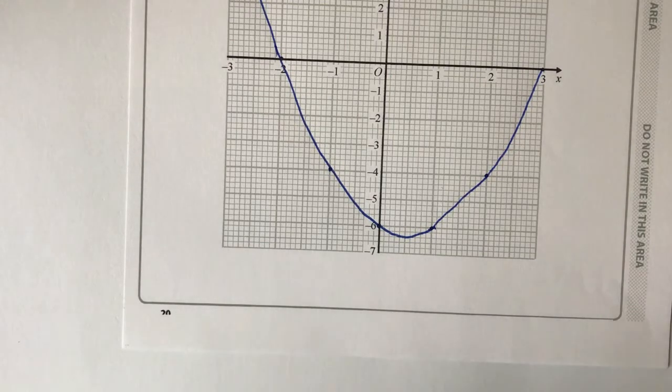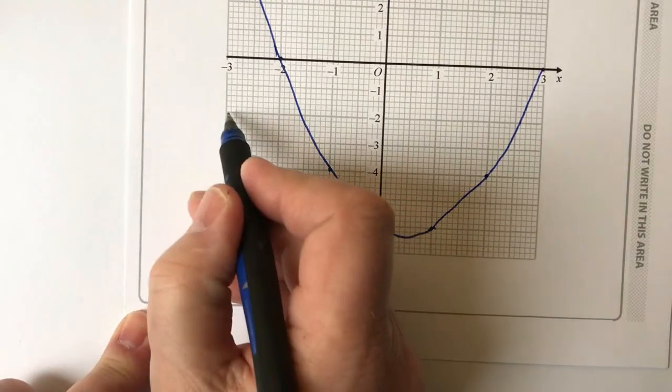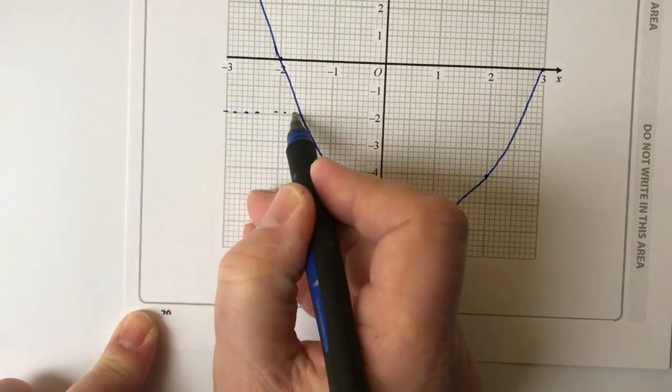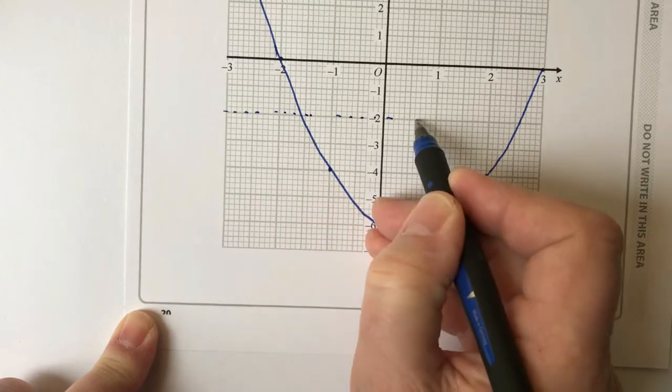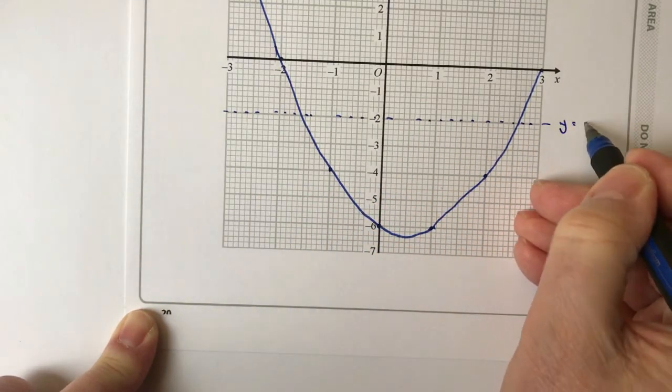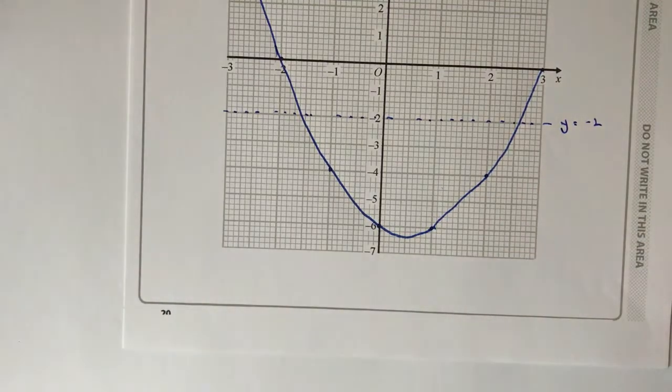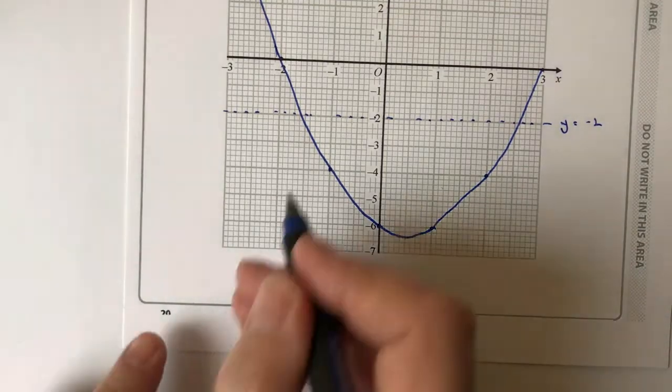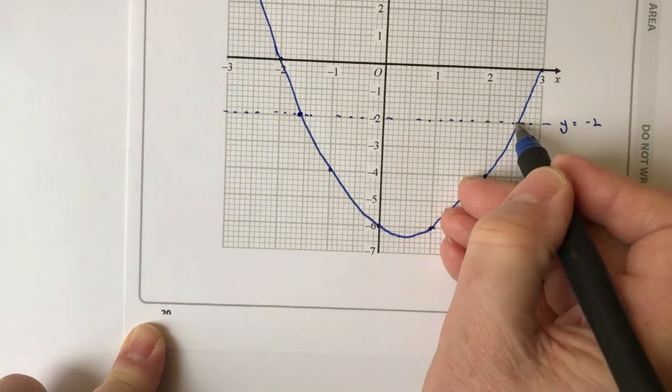All right, so part C of this question says, use your graph to find estimates of the solutions of the equation x squared minus x minus 6 equals minus 2. All they mean by that is draw in the value of minus 2 for y. So y equals minus 2, okay, at this point, y equals minus 2, okay? And then read off where it crosses, okay?